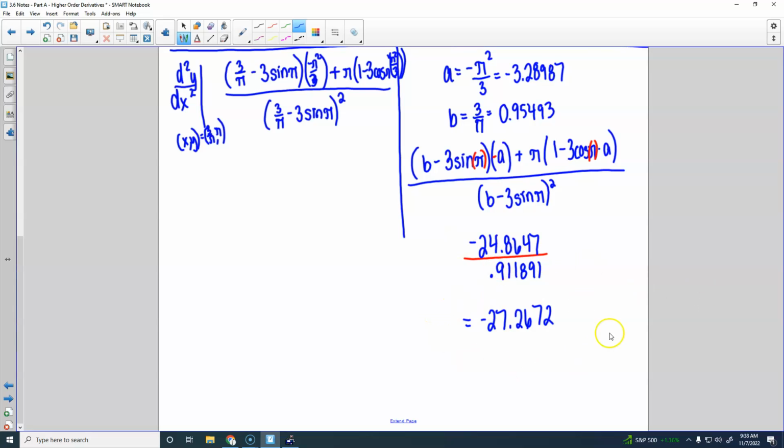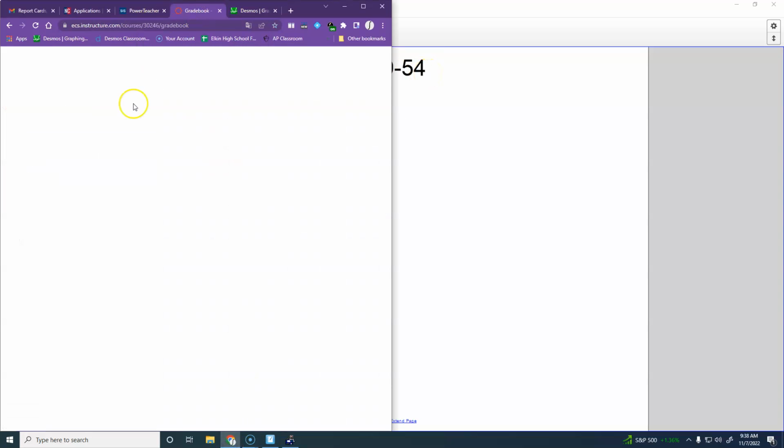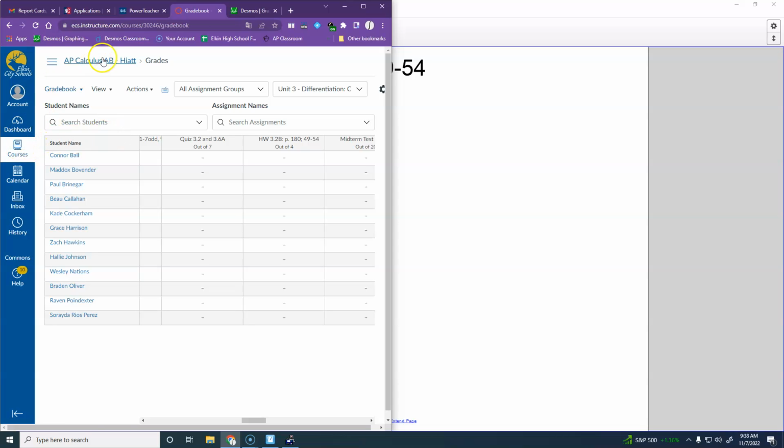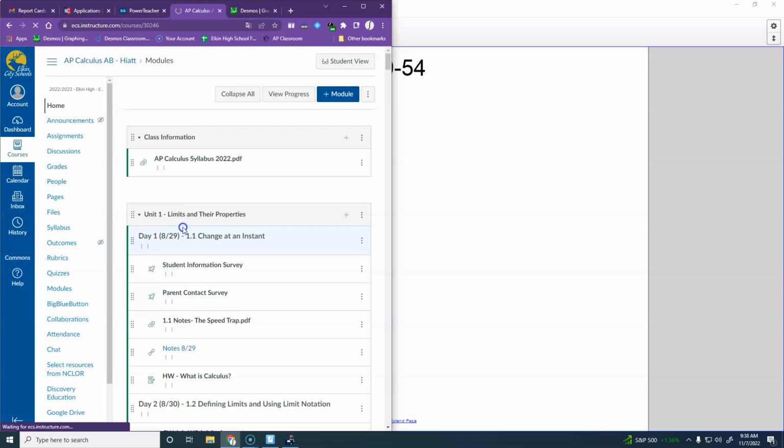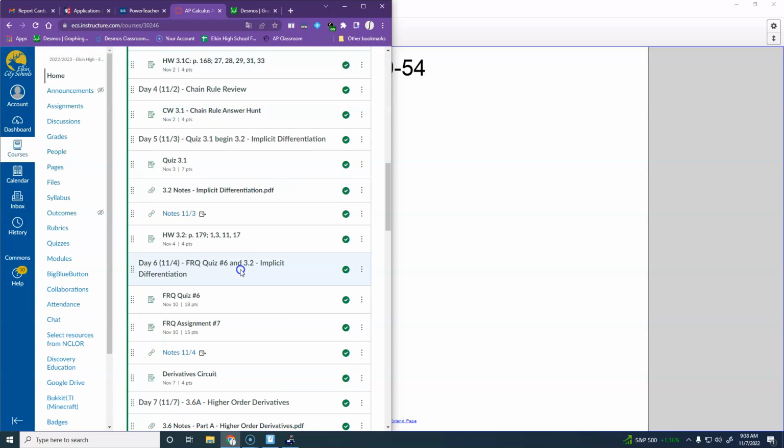I have low confidence in my answer. I'm going to go back and look at it while you guys start your assignment. So your assignment is on page 180. It is 49 through 54. And on Canvas, I have posted the first derivatives for these.